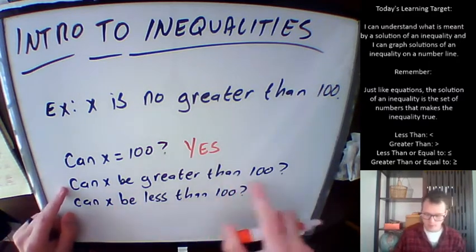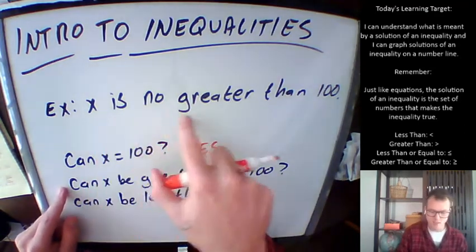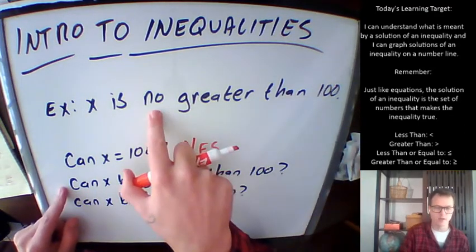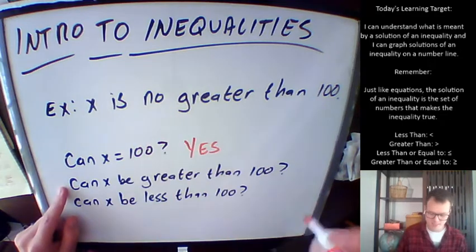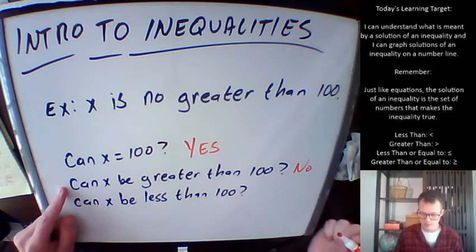Can x be greater than 100? Well, our statement is x is no greater than 100. Well, that seems pretty clear. It's not greater than 100 because it says no. So no, it's not greater than 100.